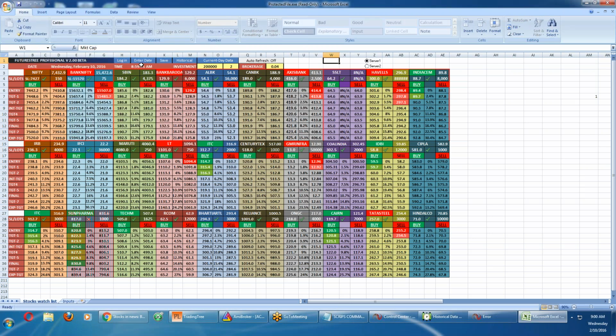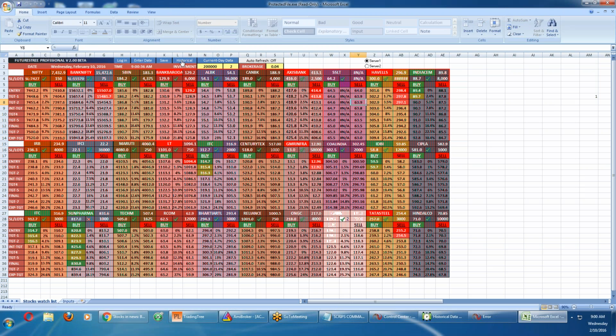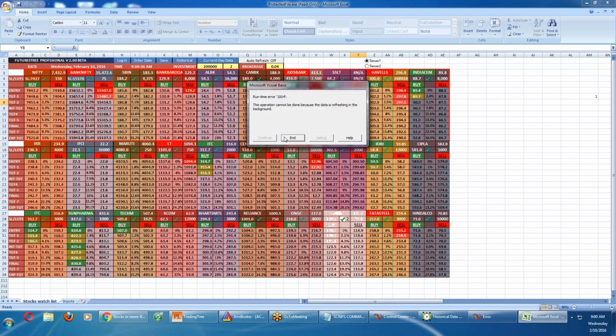Just close this and you'll have to enter the date. Enter the date in the sense it's nothing but the previous trading day date. That is 09-FEB-2016. That is the date format. And just say OK. And now you just click on the historical data.